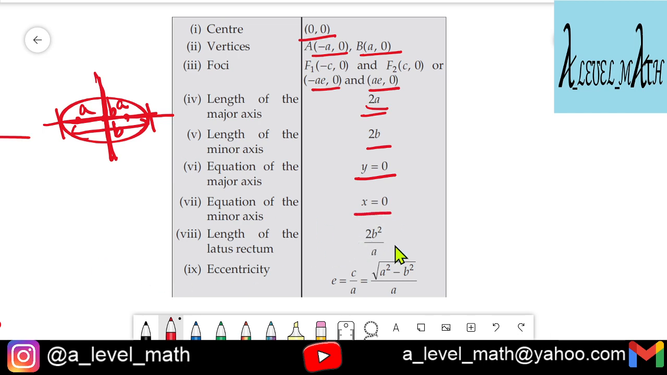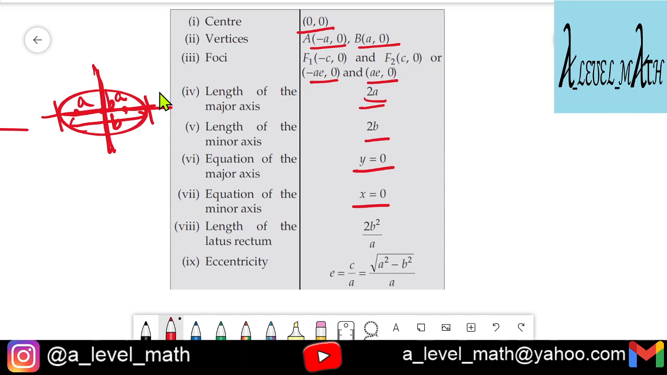The length of the latus rectum, remember from the parabola that if I take the focus and draw a perpendicular to the major axis from this focus, then this distance is known as the latus rectum. We have to find out its length. For now, take my word that this distance is going to be 2b square by a, but bear with me, I'll just in a few minutes derive the length of this latus rectum.